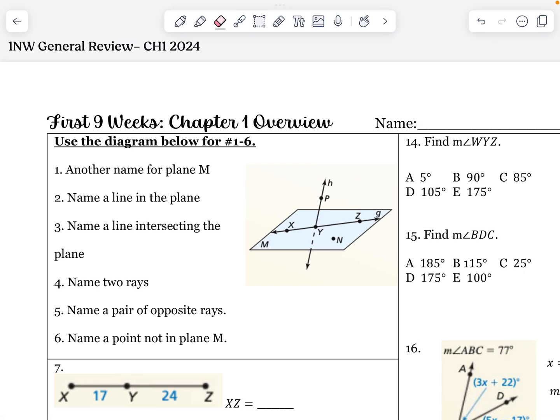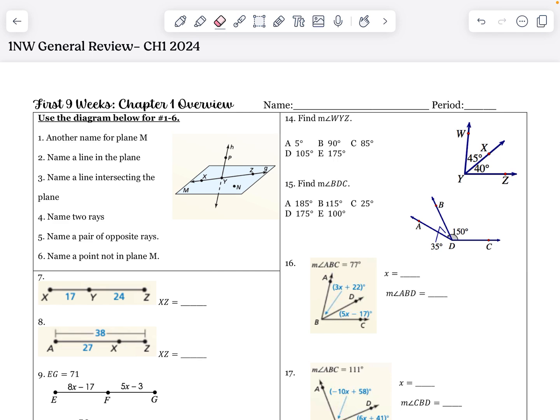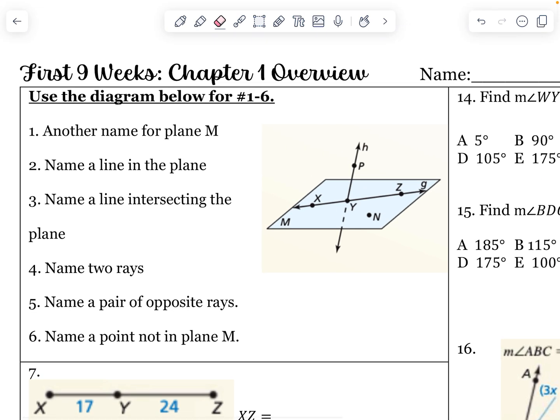All right, guys, we've got a 9 weeks test coming up. So we've got chapter 1, chapter 2, and chapter 3. Here starts chapter 1 review.